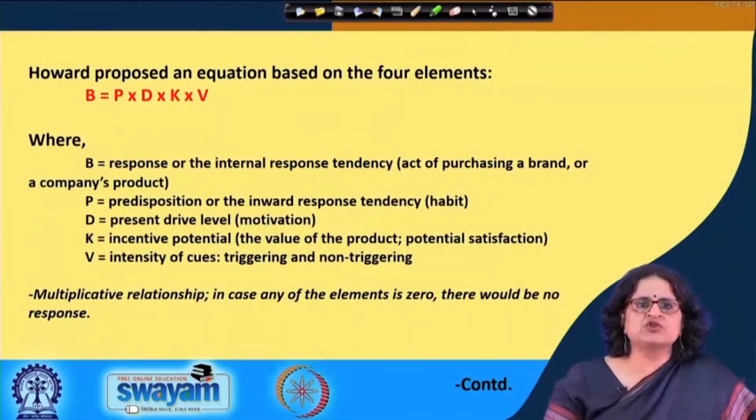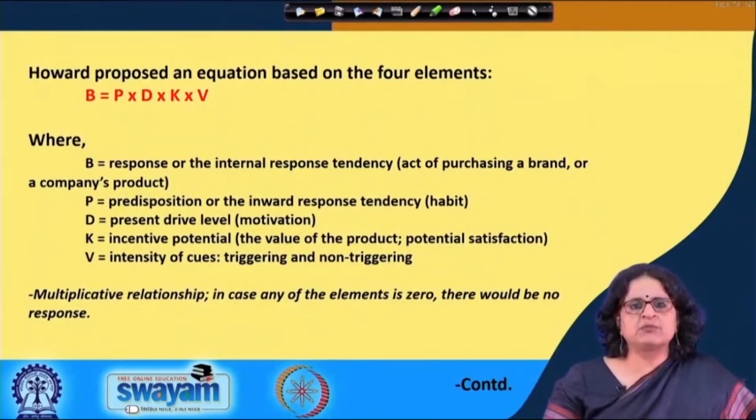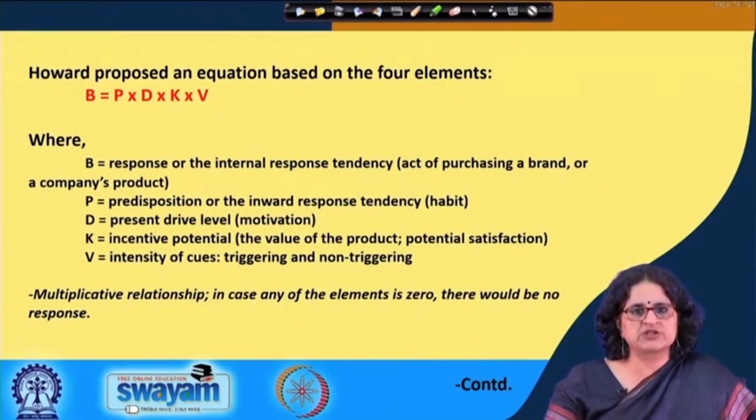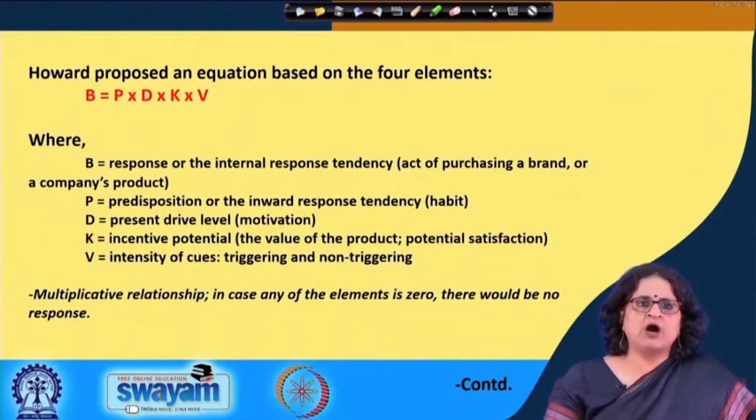Now according to the theory, we have a response or an internal response tendency from the buyer, which is equivalent to the predisposition or the inward response tendency or the habit, multiplied by the present drive level or the motivation, multiplied by the incentive potential or the value of the product, which will bring in potential satisfaction, multiplied by the intensity of the cues, whether they are triggering cues or non-triggering cues. Now that is how Howard proposed an equation, and he said that B is equal to P multiplied by D multiplied by K multiplied by V.